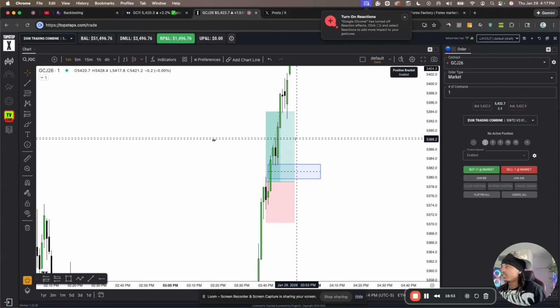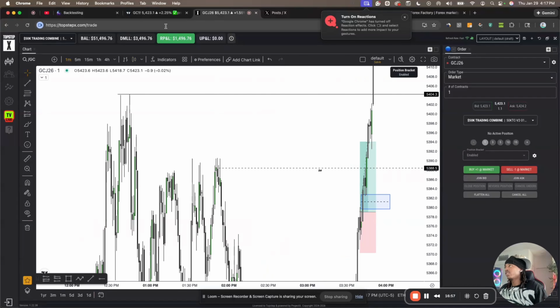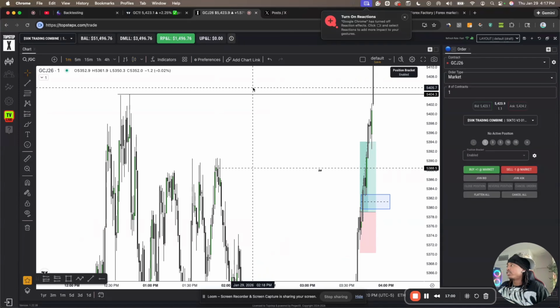This gave me confidence to go break even as soon as we closed right above there. And honestly, a picture perfect trade for $1,496. Nothing too crazy for the day.